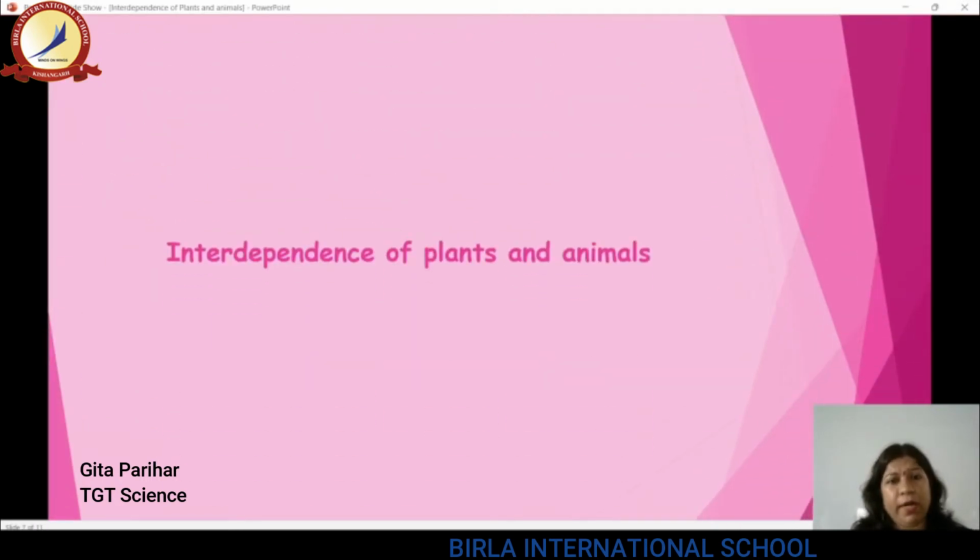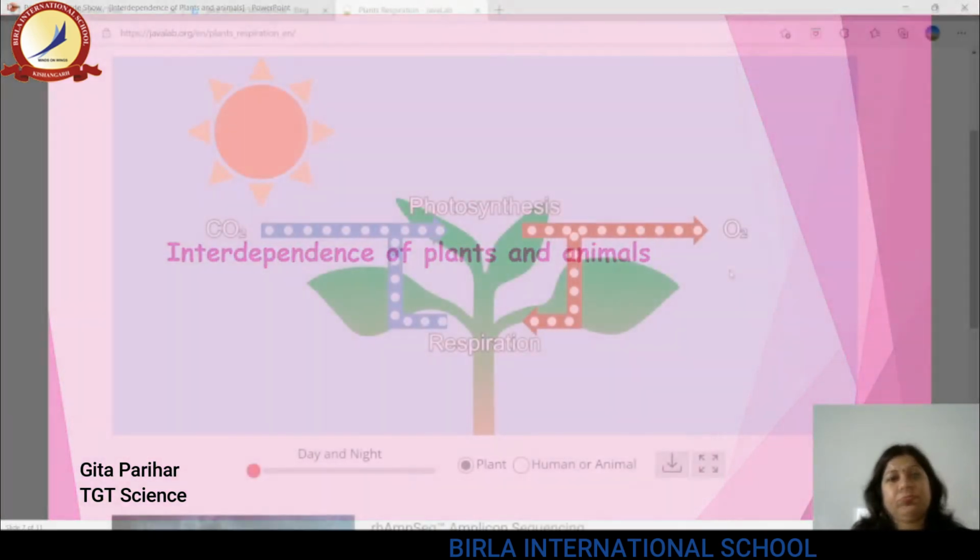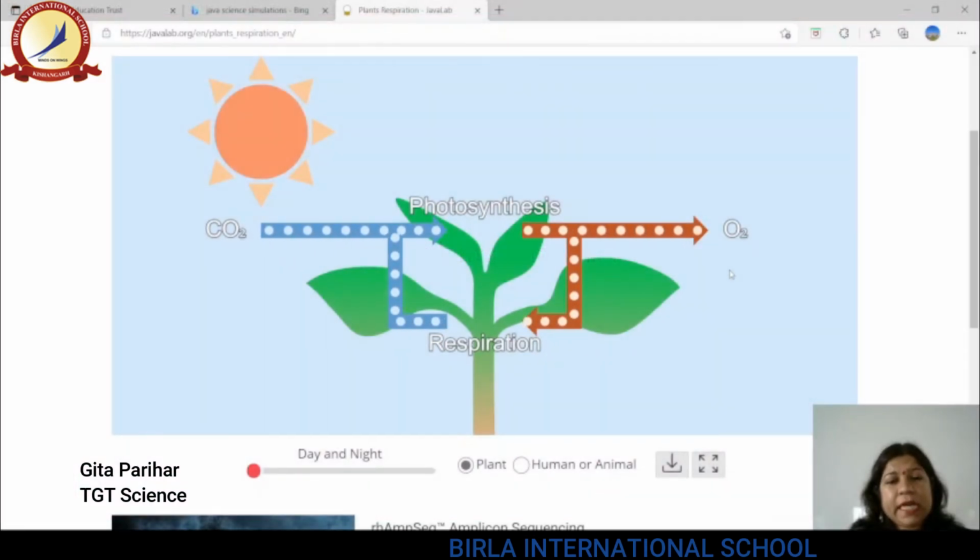Let's now try to understand the interdependence of plants and animals by means of a simulation. Now, as you are able to see in this simulation, it is daytime. The sun is visible here. So, it is the daytime. So, plants are performing both photosynthesis and respiration.